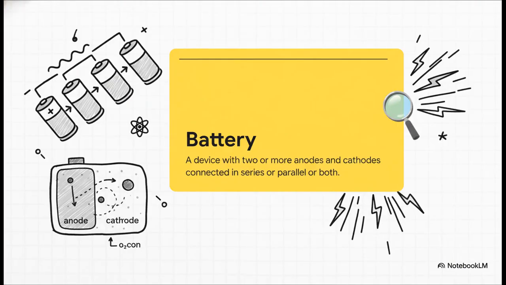So, when we talk about a battery, what do we really mean? It's better to think of it less like a single object and more like a team of little power plants. We call these electrochemical cells. Each one has its own anode and cathode, and by hooking them up in different ways, either in series or parallel, we can get the exact voltage and current we need for a device.